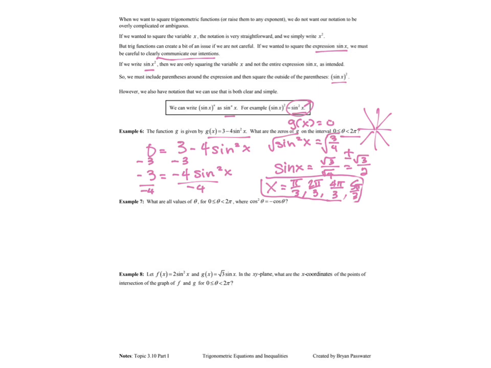What are all the values of theta between 0 and 2 pi where cosine squared equals negative cosine theta? There's a reason I woke you up for this. This is going to be great. Cosine squared equals negative cosine theta. Here's what I'm thinking.